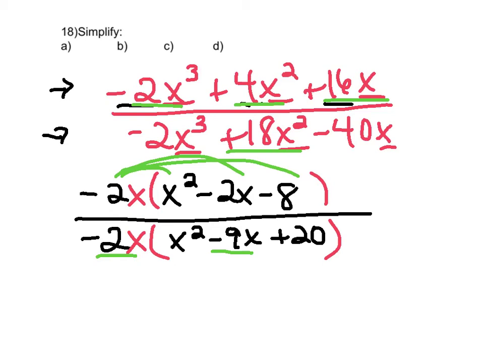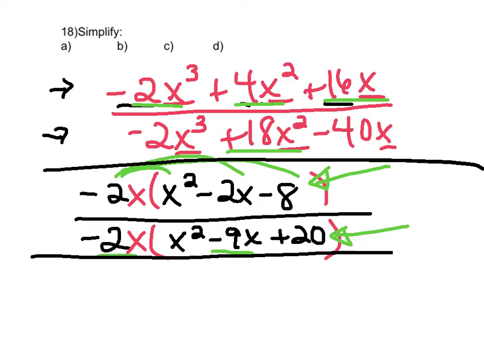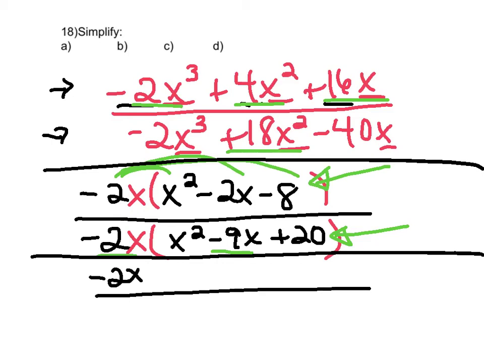Now, the next thing you're going to have to do here is factor these pieces in the parentheses. So when we do that, I'll draw a line here. Right, so now we still have our negative 2x up top, negative 2x on the bottom. Alright, so let's factor the x squared minus 2x minus 8. So remember, x and x, that has to multiply to give me that first piece there. And then it has to multiply to negative 8, but add to give me negative 2.